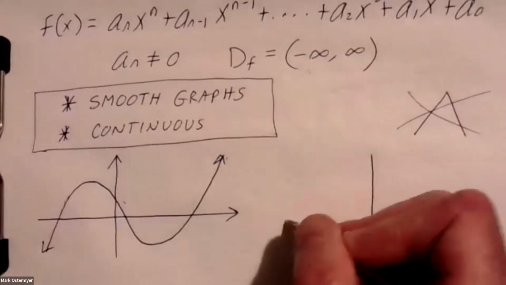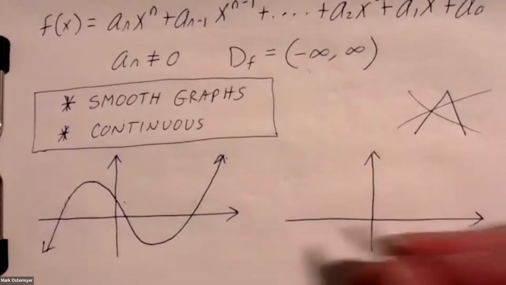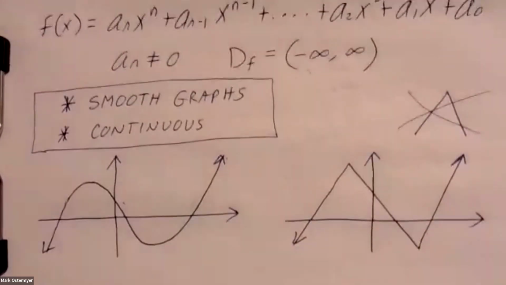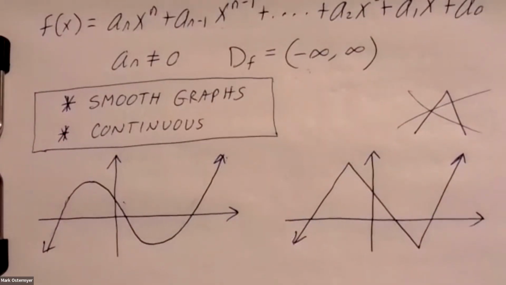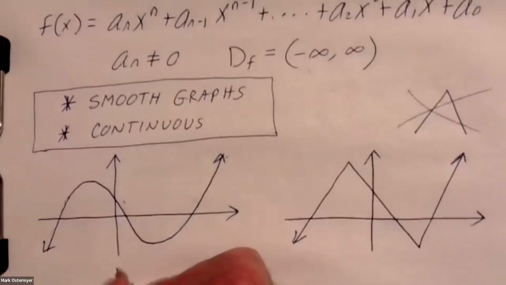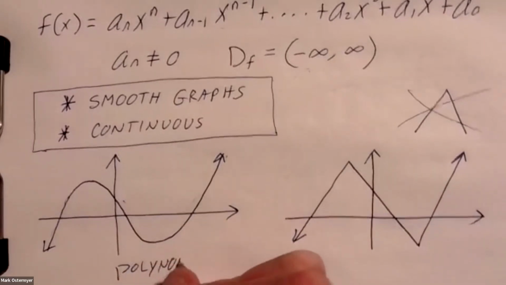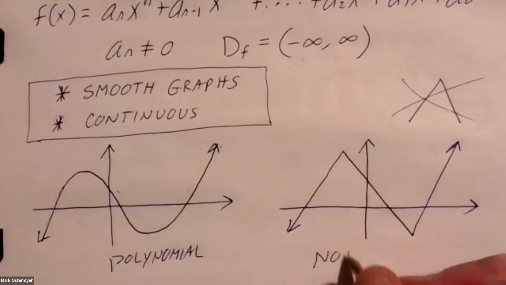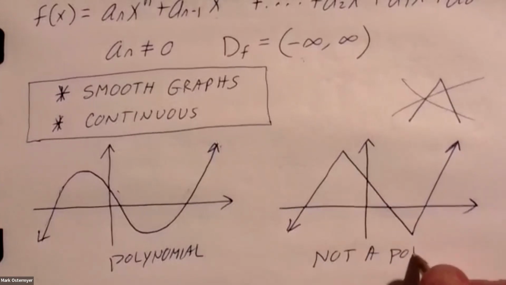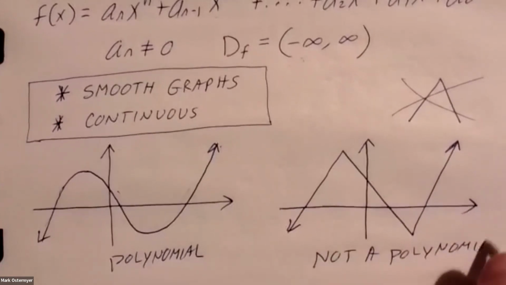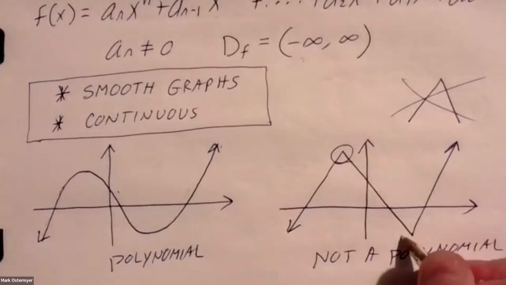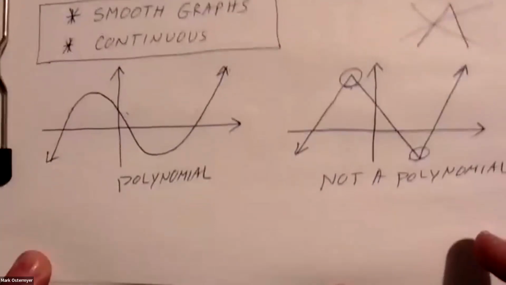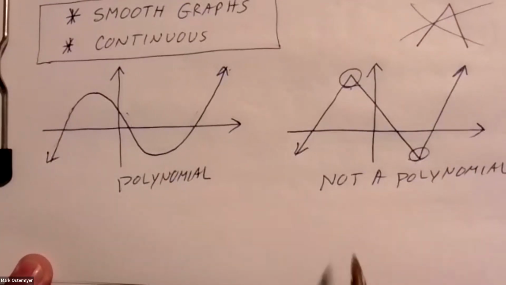So I have a question. Would the graph of this function qualify as being a polynomial function? Yes or no? Is that a polynomial function? This is a polynomial function. Is this one a polynomial function? This is not a polynomial function because it's not smooth. It has very sharp turning points here. These points are called cusp points, okay? All right, not a polynomial function. Polynomial function, not a polynomial function.